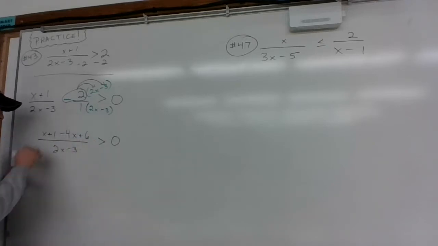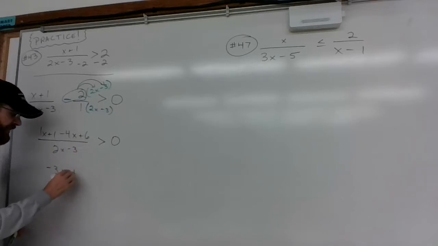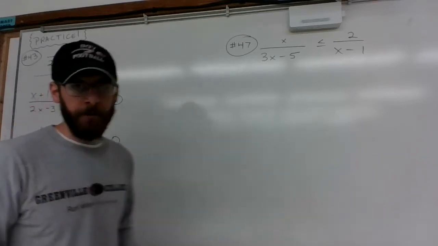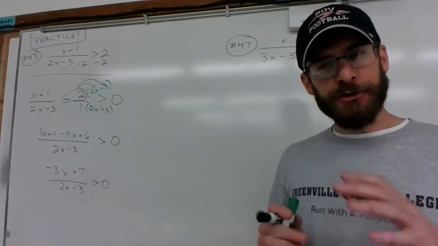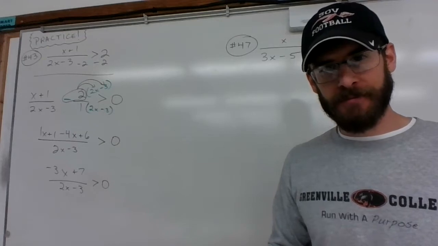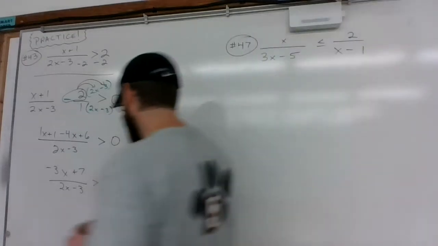Once you simplify the top, 1x minus 4x is negative 3x. 1 plus 6 is 7. Hey, now we've got one fraction compared to 0. We can solve that thing. So why don't you guys pause the video, try to just do the rest on your own. Okay, let's see what you got.